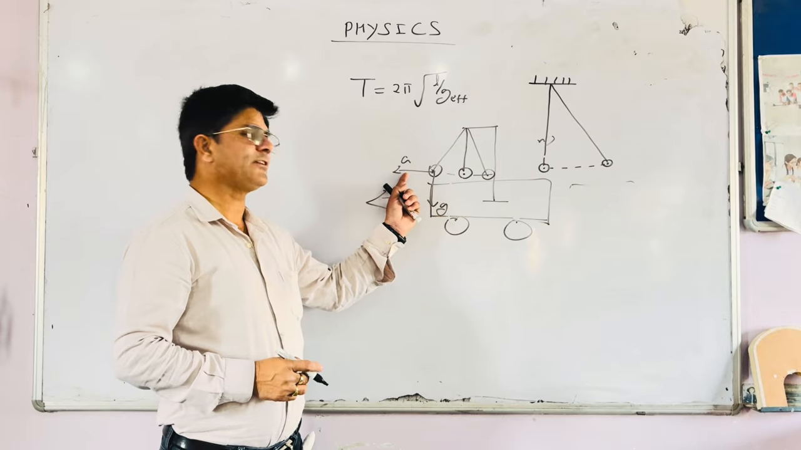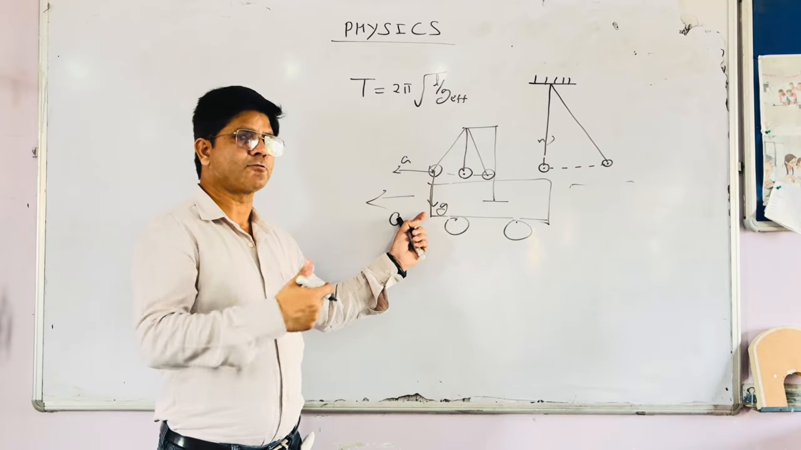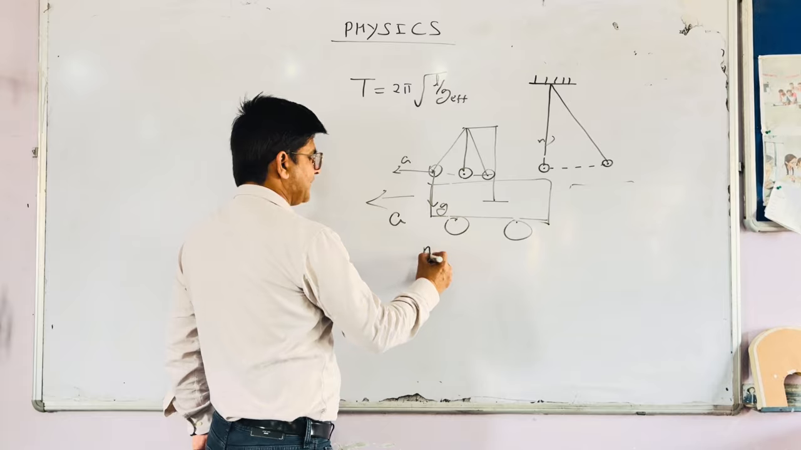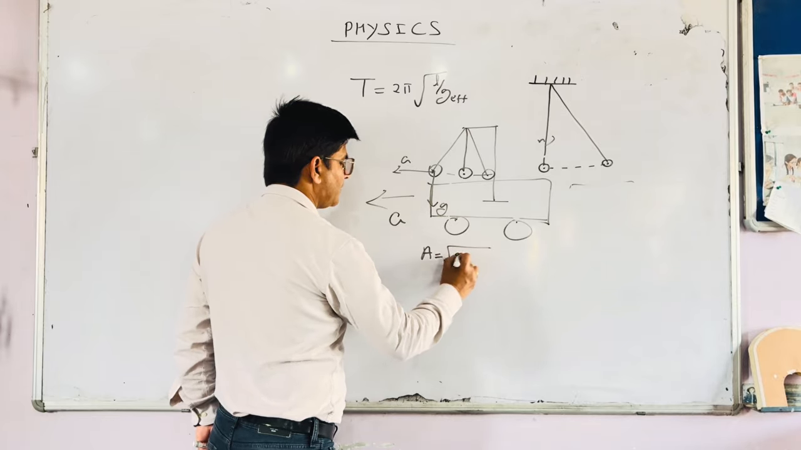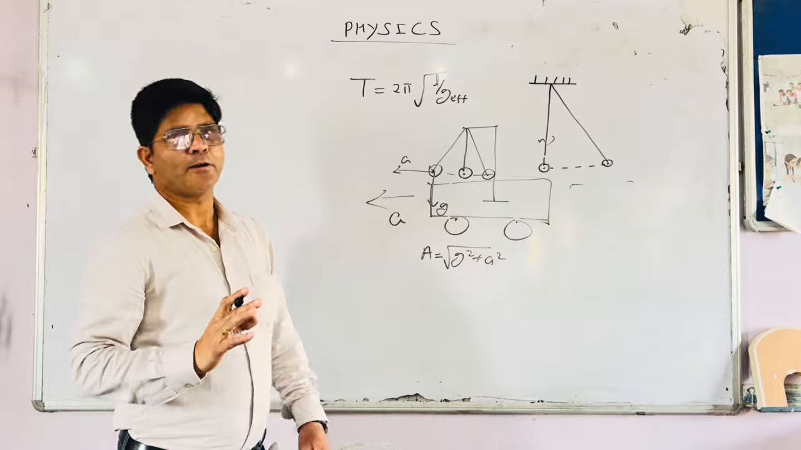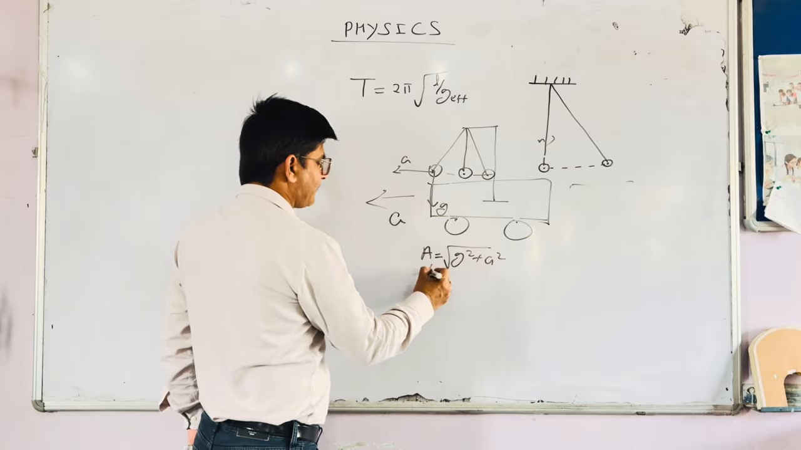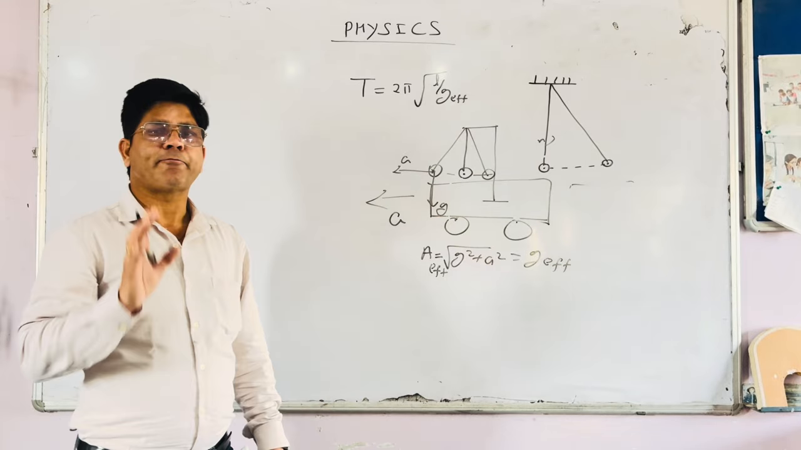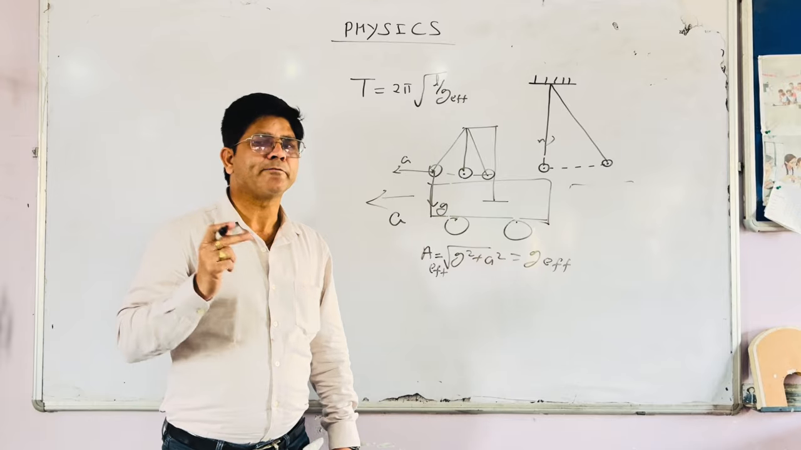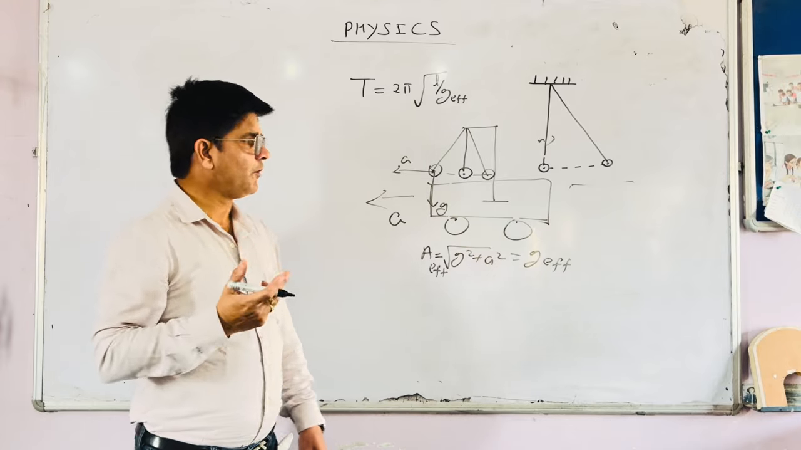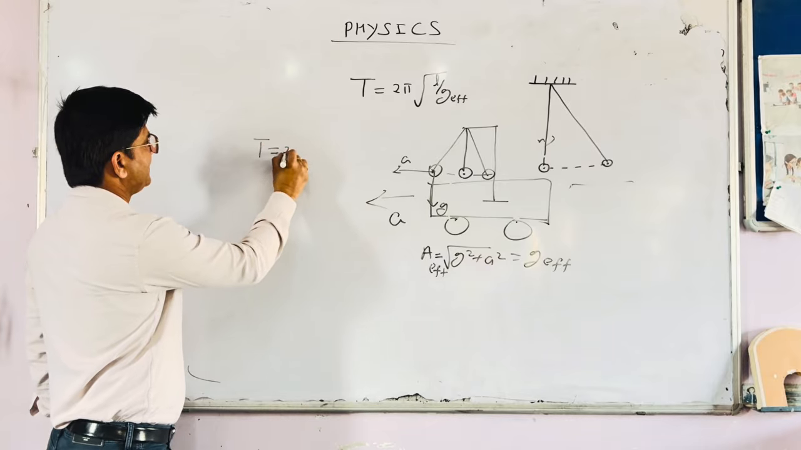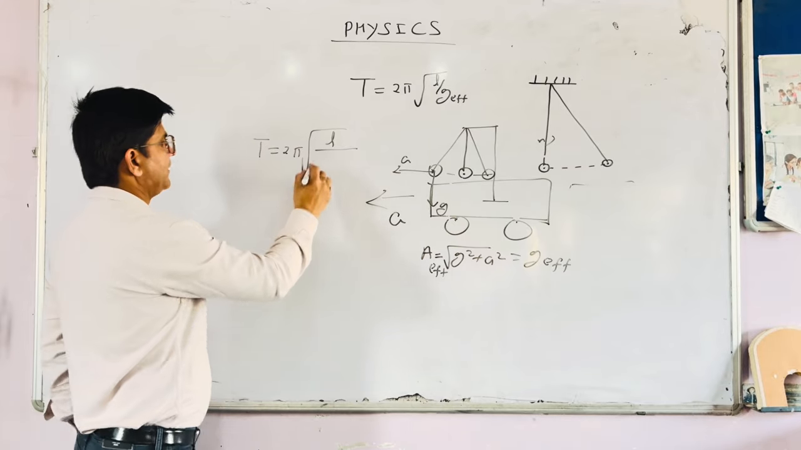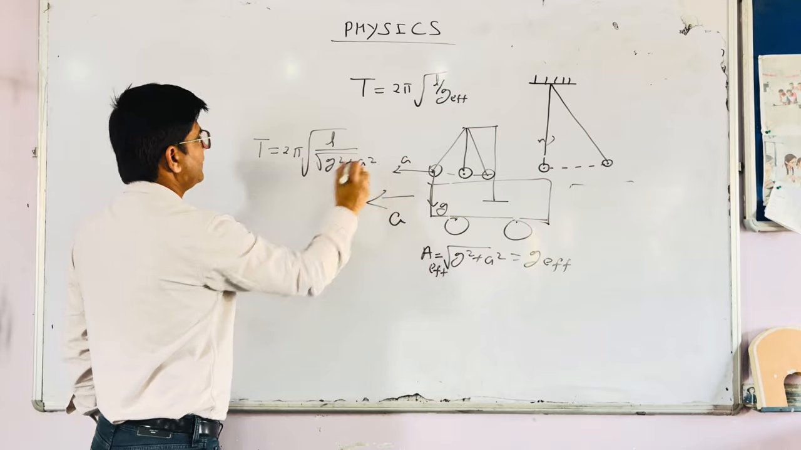You can see this is the linear acceleration and this is the vertical downward acceleration, and both are perpendicular to each other. So the effective acceleration, if we call it g effective, should be under root g square plus a square. We call this the effective gravity when the simple pendulum is placed on the moving vehicle with acceleration a. So now the time period is T equals 2 pi under root L upon the effective acceleration, so it is under root g square plus a square.